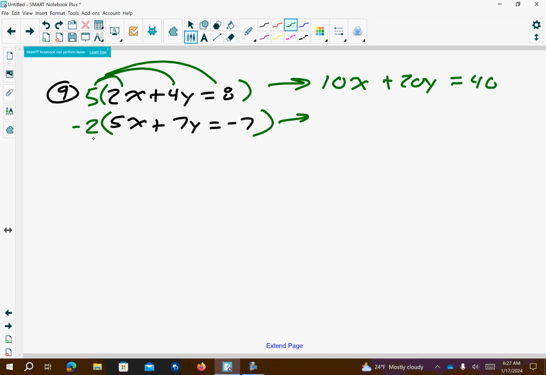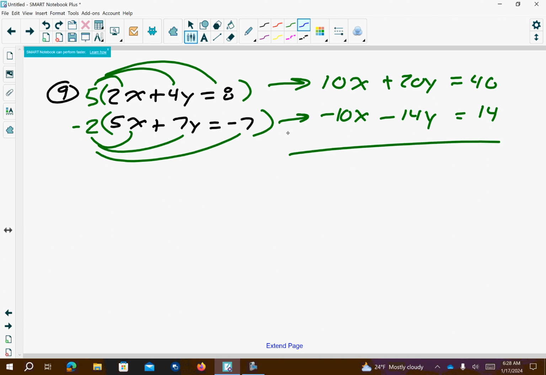Bottom equation, negative 2 is going to be multiplied by everything. So negative 2 times 5x is negative 10x. Negative 2 times 7y is negative 14y. And then negative 2 times 7 is positive 14. Now we're going to add these together. So those cancel out because 10x minus 10x is 0. 20y minus 14y is 6y. And then 40 plus 14 is 54.